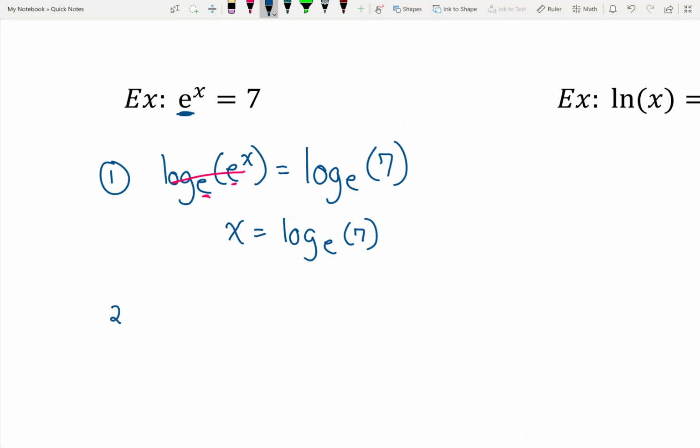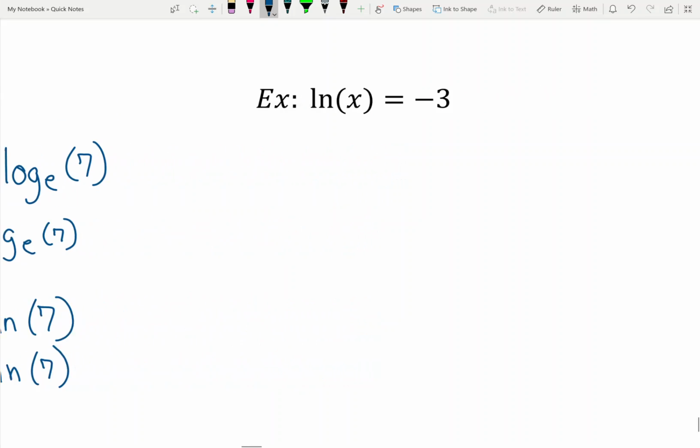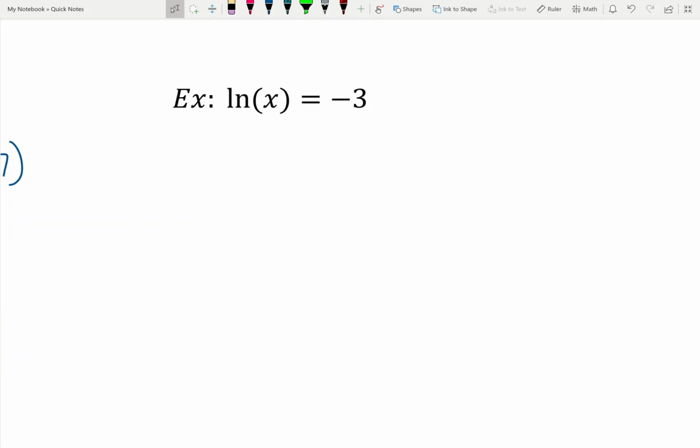You can also write this solution as this. Instead of saying log base e, you can say ln of e to the x equals ln of 7. These guys will undo each other, and I'm left with x equals ln of 7. So either way, they mean the same thing. So I don't know, you guys get to pick. All right, I think you guys are starting to get the hang of this, right?